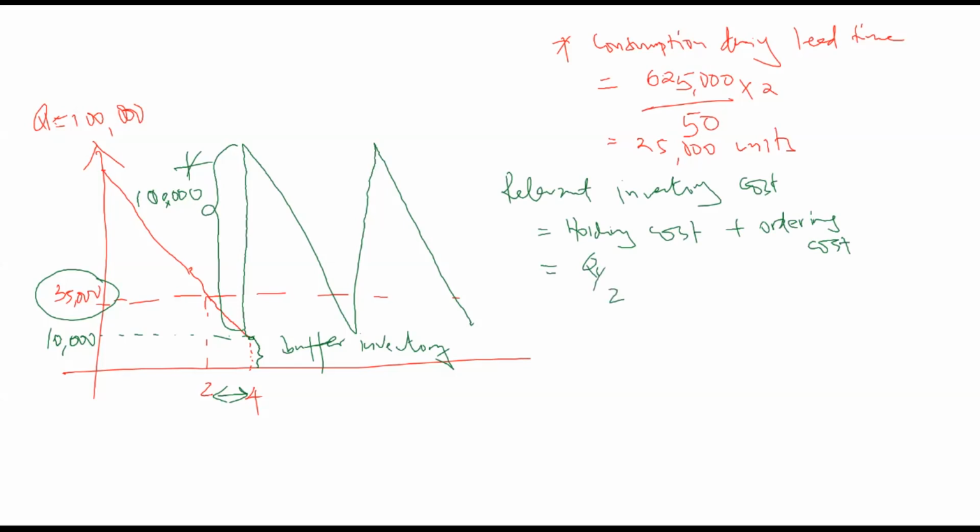But you have buffer stock here. So plus the buffer stock, 10,000. We multiply by the holding cost per unit per year, plus the number of orders per year times cost per order. So the only distinction between this and the other is that here we include the buffer stock. Otherwise, it is the same as the other. Don't forget, for the buffer stock, you do incur holding cost.